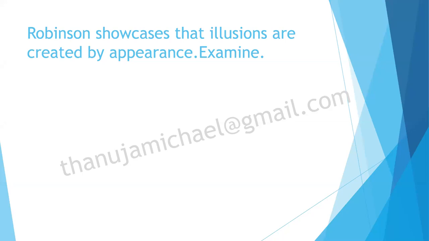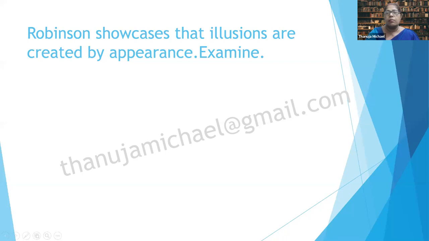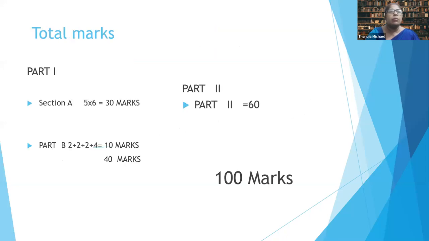And what else? Yeah. Quietly arrayed, schooled in every grace. And the poet says he was, what does the poet say? He was richer than a king. So hyperbolically, what does he stress? Right? So Robinson showcases that illusions are created by appearance. So you talk about illusion, you talk about how it is created, right? Yes, anything else? Yeah, so though he is rich, maybe he doesn't have friends.